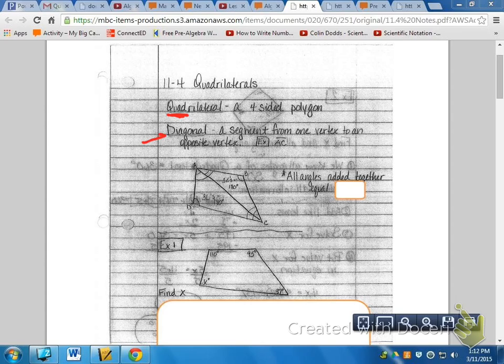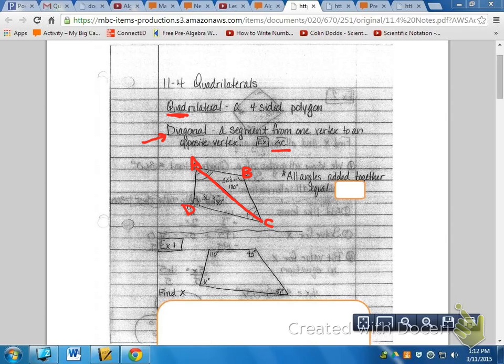The next vocabulary word in this lesson is diagonal. A diagonal is a segment from one vertex to an opposite vertex. So I'm going to take this quadrilateral and relabel it with the corners A, B, C, and D. And it says right here that my diagonal would be this segment from A to C.